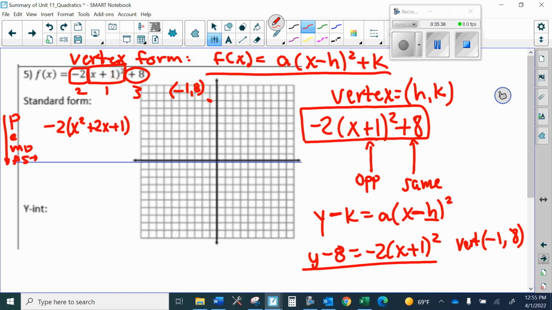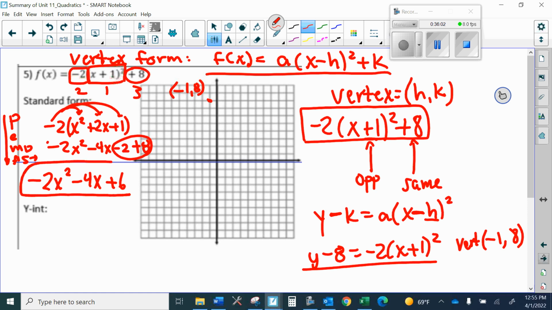So next I'm doing distributive property. I'm doing the multiplication next. Okay, negative 2x squared minus 4x minus 2. Okay, I don't need parentheses around that now. And lastly, plus 8. So now I got to combine like terms, those two right there. So the final answer, negative 2x squared minus 4x plus 6, equals the f of x.